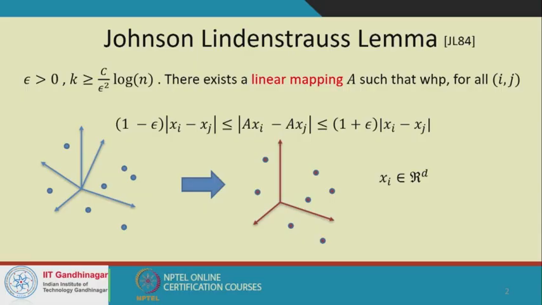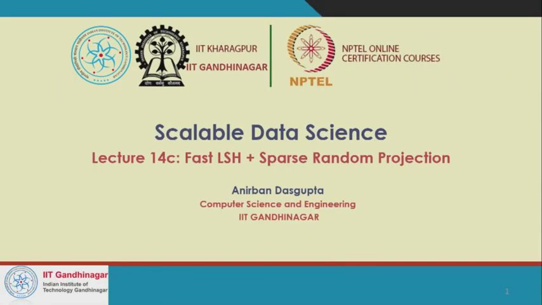So today we'll be talking about two different but related algorithms. The first will be about an application of the fast Johnson-Lindenstrauss transformation to locality sensitive hashing. Okay, so here's the first slide for us.